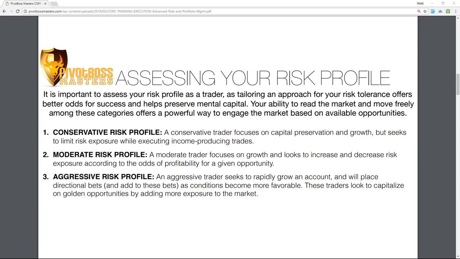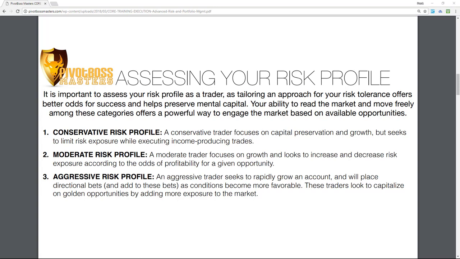A lot of times a conservative trader with a conservative risk profile will only trade a certain way, regardless of the market at hand, right? Not every market should be traded exactly the same. So it is my goal that you would look at these categories: conservative risk profile, moderate risk profile, and aggressive risk profile, and understand when you would like to use each of these profiles when the circumstances arise.